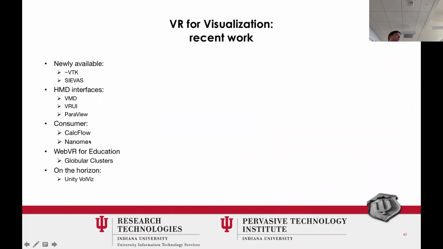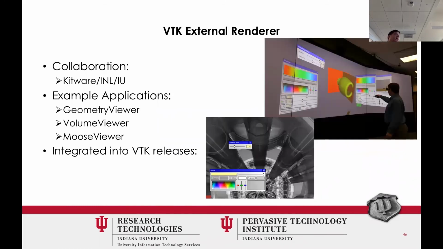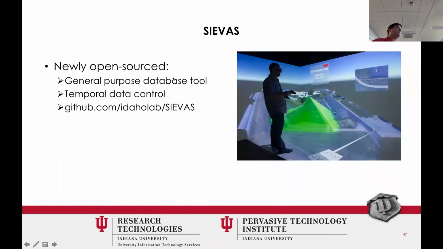All right, so I'm calling those modern, but now let's talk about some really recent stuff. So here's that VTK again, and now VTK is formally introduced and has the ability to run in VR. And here we've merged VR with VRUI, if you can recognize those menus. There's a volume viewer, there's a Moose viewer, which is a simulation product. And this is actually being integrated into VTK releases. So if you have VTK on VRUI, you can just make this work.